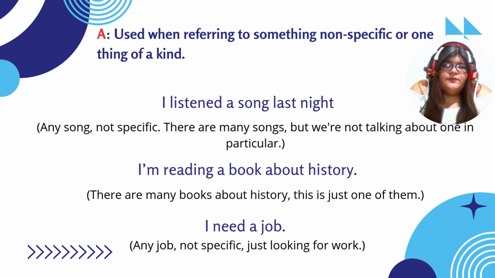Then we have the indefinite article a, used when referring to something not specific or one of a kind. For example, I listened to a song last night. Any song, not specific. There are many songs, but we are not talking about one in particular. Imagine if you are listening to Spotify and they play songs randomly. So you don't know which will come next, right?